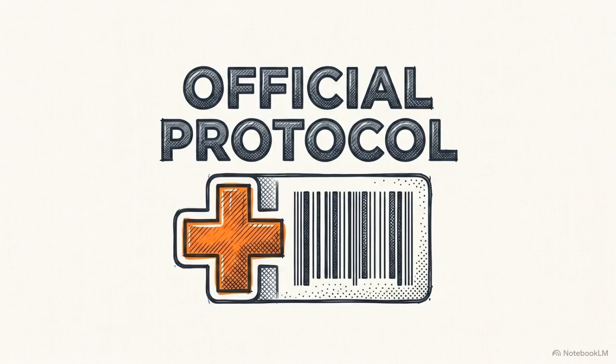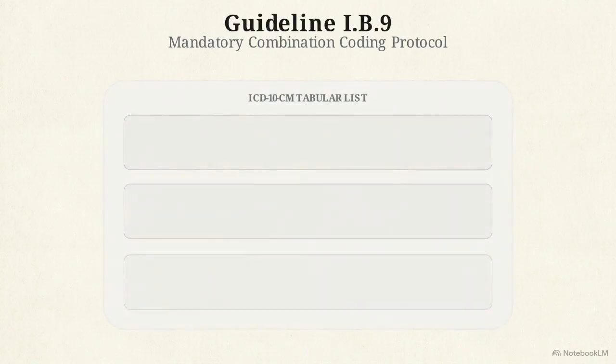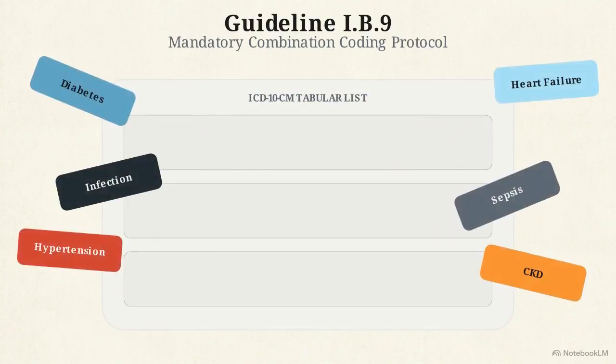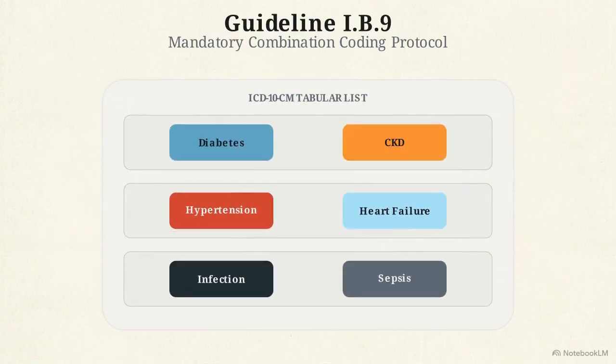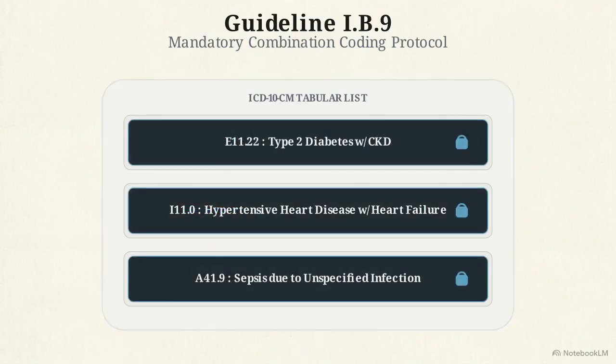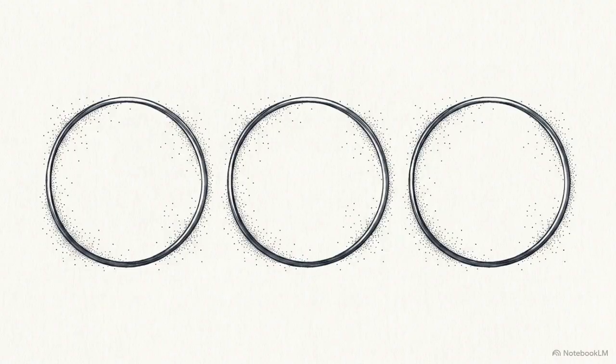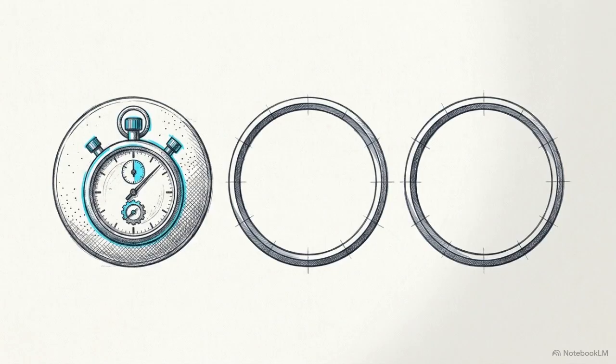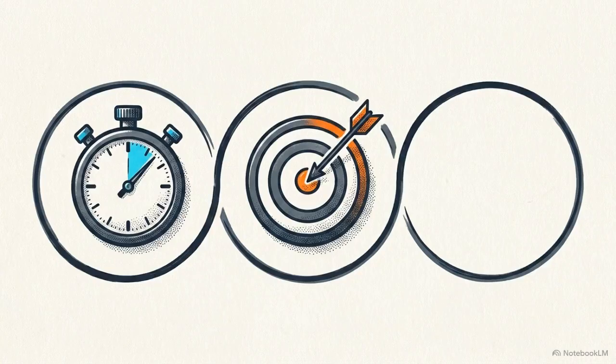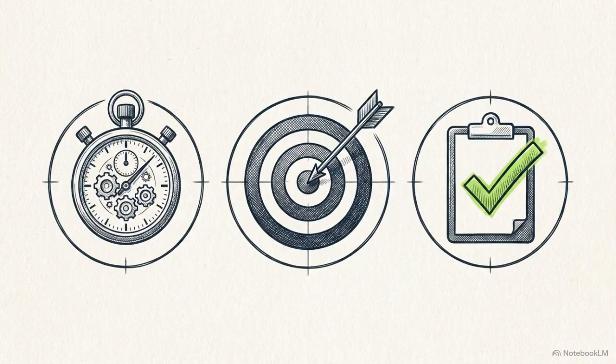The answer is yes. This is accomplished through Guideline B.9, which governs the use of the combination code. Guideline B.9 serves as a mandatory protocol within the ICD-10-CM framework, dictating exactly how to consolidate clinical data. Mastering this specific rule delivers 3 direct benefits. It streamlines your daily workflow, improves your coding accuracy, and ensures compliance with reporting standards.